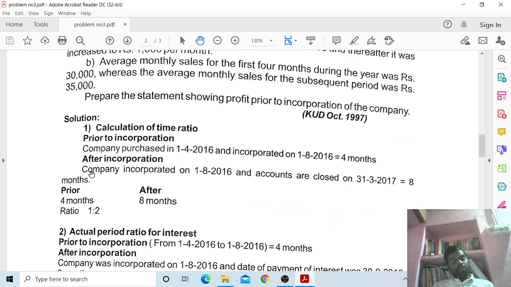Next, the after incorporation period. The company was incorporated on 1/8/2016 and the accounts are closed on 31/3/2017. So August, September, October, November, December, January, February, March. There are 8 months. So the prior incorporation period is 4 months and the after incorporation period is 8 months. So the ratio is 1:2.